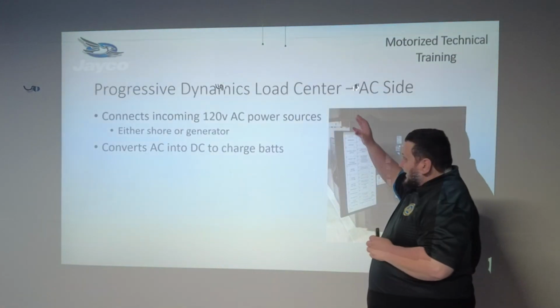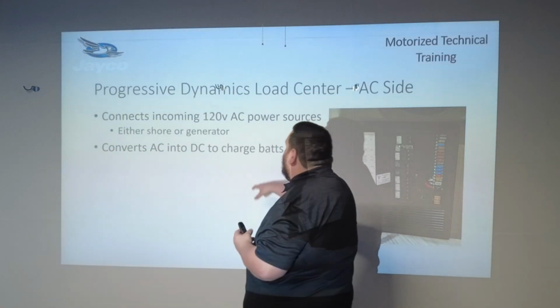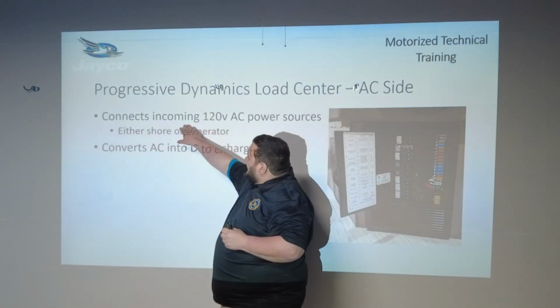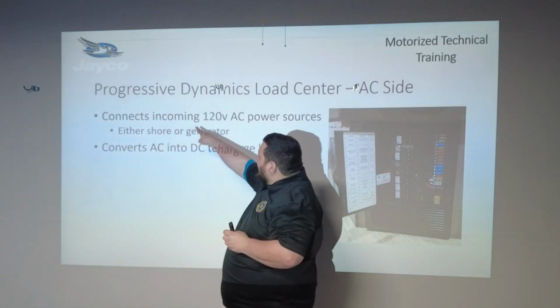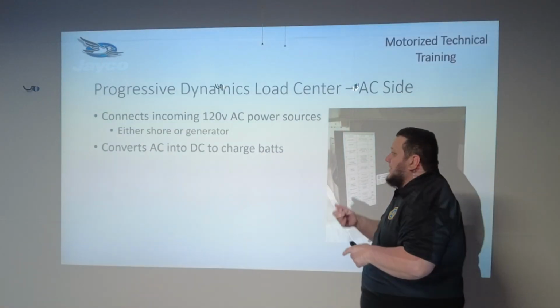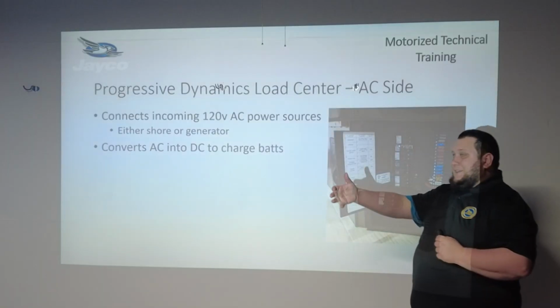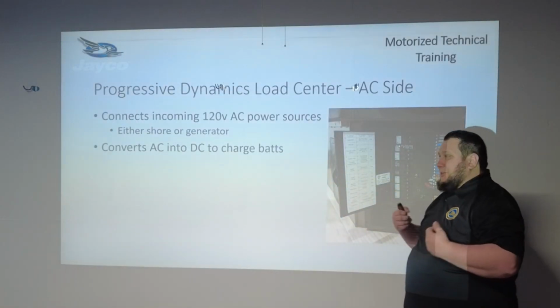So on the AC side of our load center, remember we've got our AC voltage, we've got our DC voltage. So on the AC side, what the Progressive load center does is it connects our incoming 120 volt power source. So that's our shore power, our generator, whichever we've got plugged in, and it converts that AC into DC to charge the batteries.